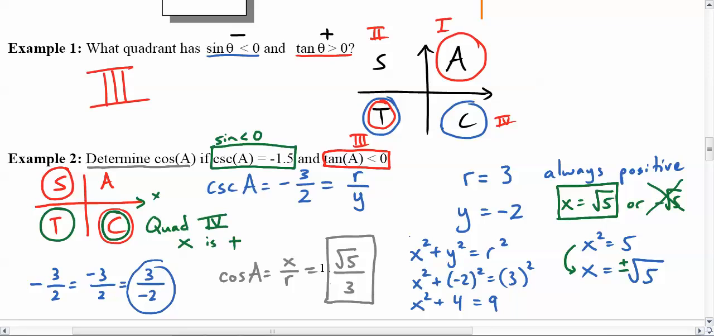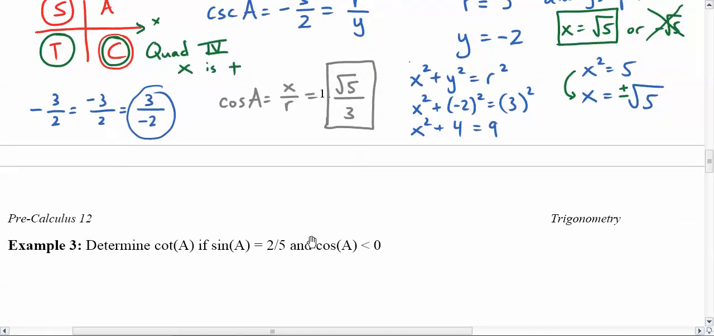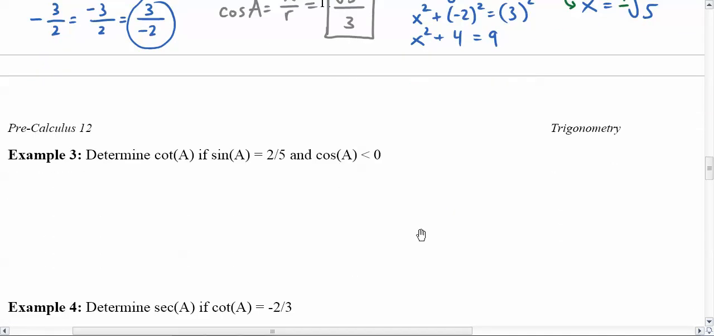Okay, so that's quite a number of steps. But based on the information that they give, you can actually find out which quadrant you're in. So there's a similar example on the next page, example number 3. See if you can take this apart. Find out what the x value is, what the y value is, which quadrant it's in, and can you find out what cotangent is. Same steps as the previous problem.